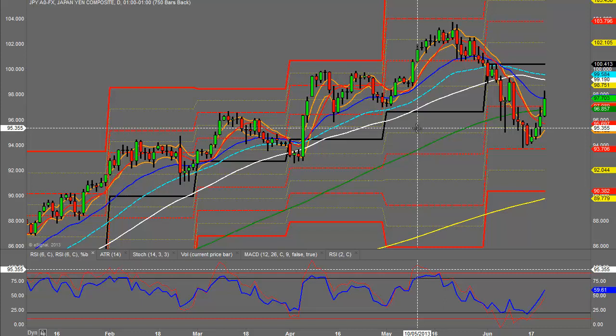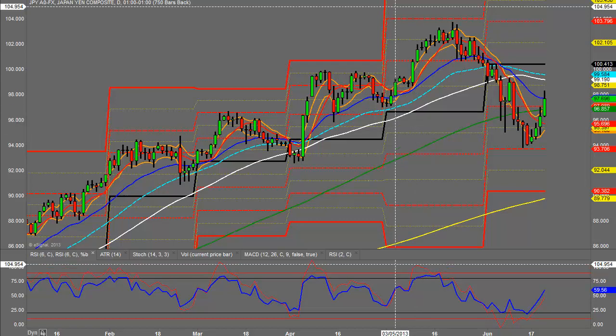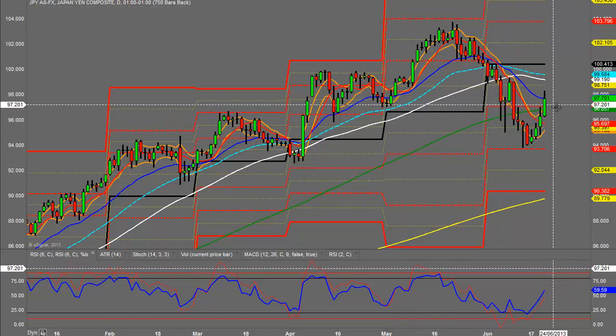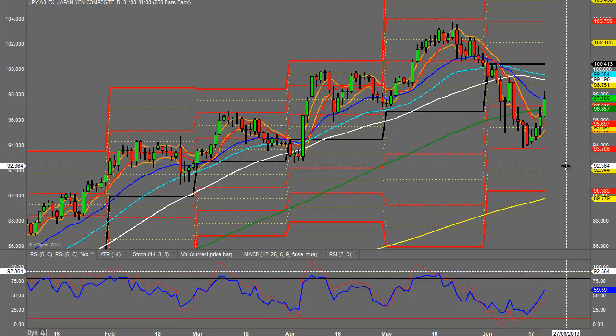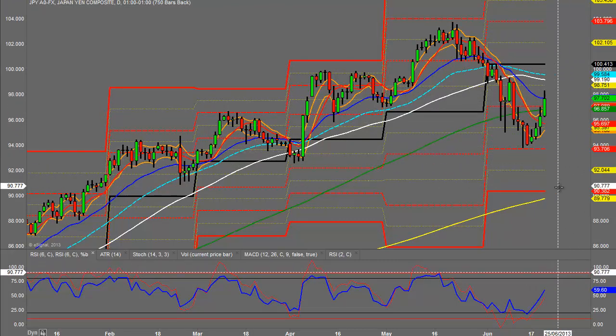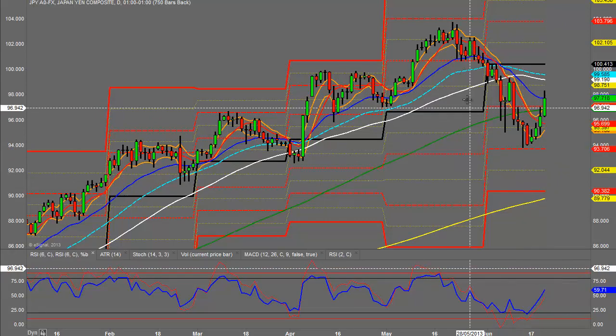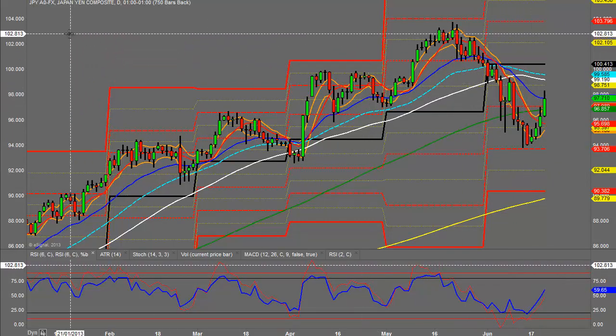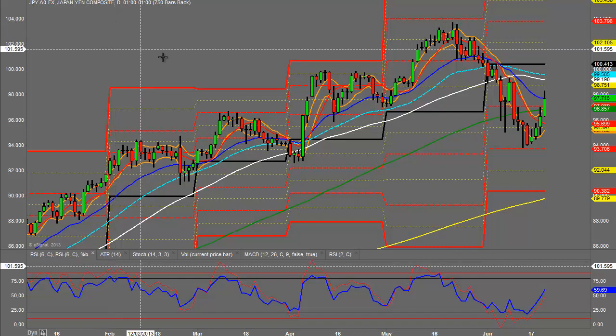So if the US data starts coming out poorly, we could see a continuation, a strengthening of the yen against, for example, the dollar. So the dollar yen may go down yet. So all this can happen. It's all very much a bit of a knee-jerk reaction at the moment, I would suggest.